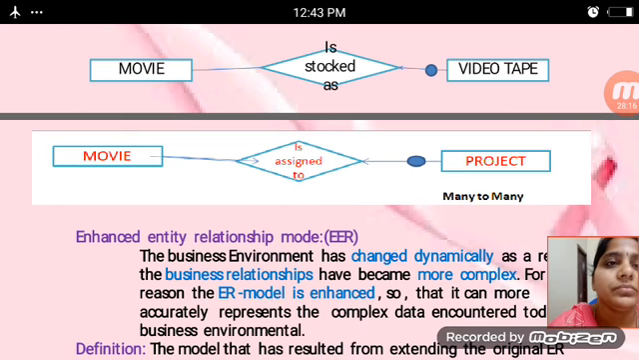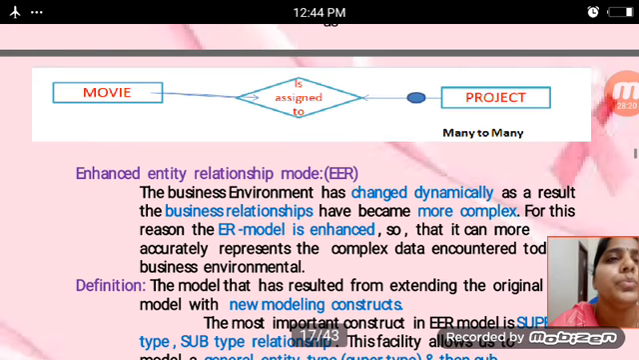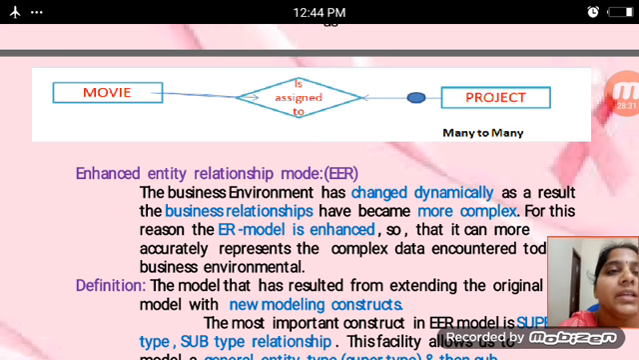After that, a movie is assigned to projects, a many-to-many relationship. A movie has an 'is assigned' relationship with many projects. A movie is assigned to projects, and we call that many-to-many. These are the cardinality constraints.